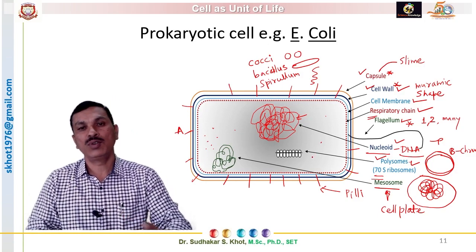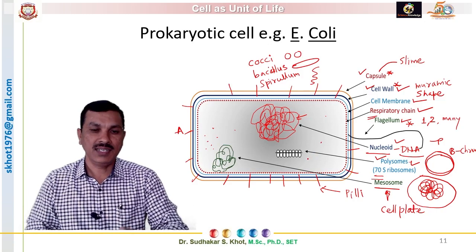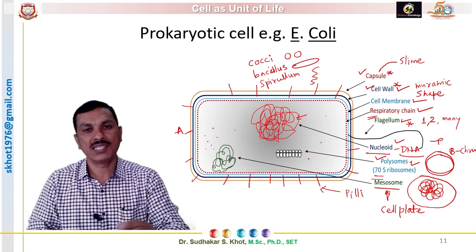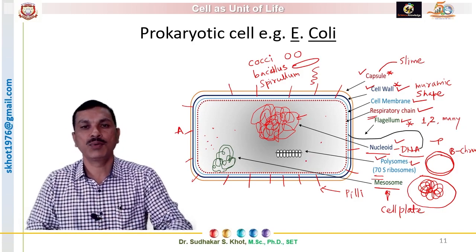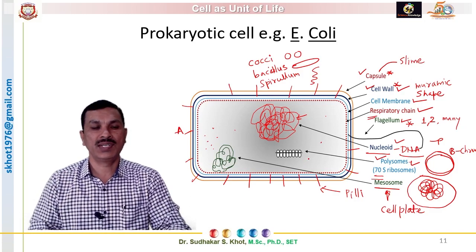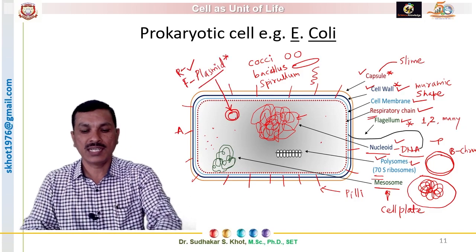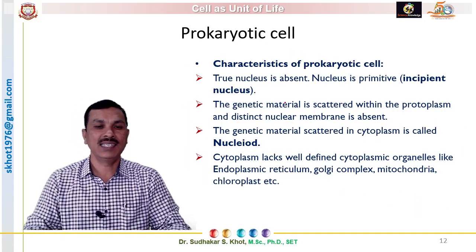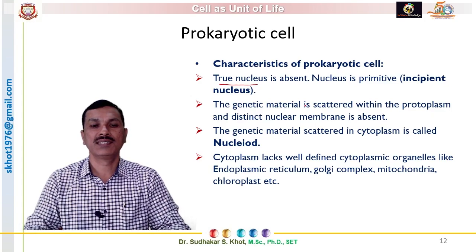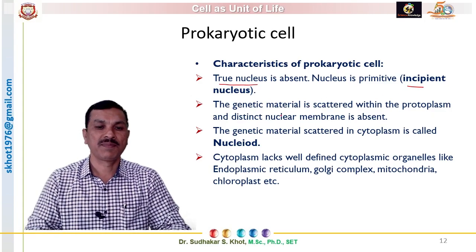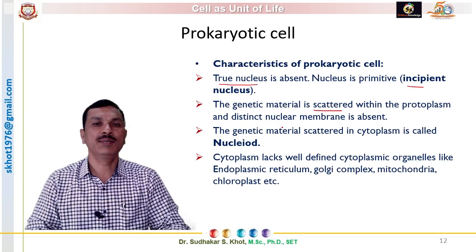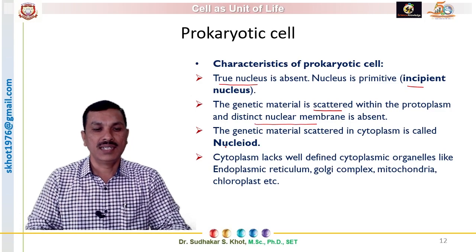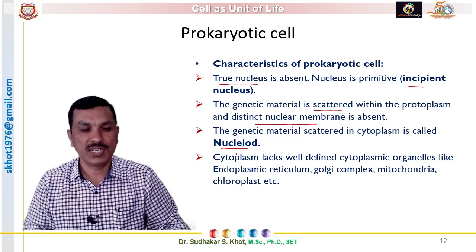So, this is a general outline of the prokaryotic cell. The cell without a well-organized nucleus, without any compartmentation, and with 70S type ribosomes is called a prokaryotic cell. So this is the general organization of the prokaryotic cell. We can enlist the characteristics: the true nucleus is absent, an incipient nucleus is present, the genetic material is scattered in the protoplasm and doesn't have any distinct membrane. This genetic material is called a nucleoid.